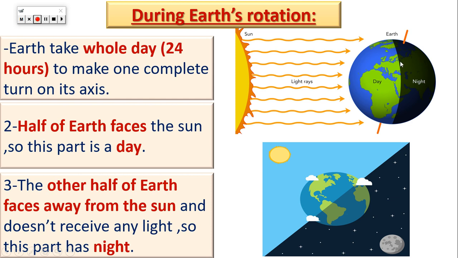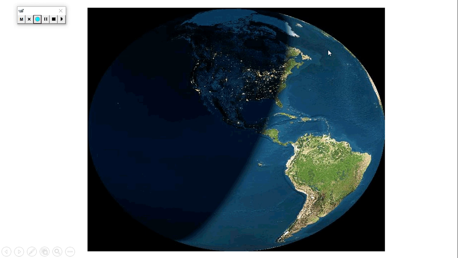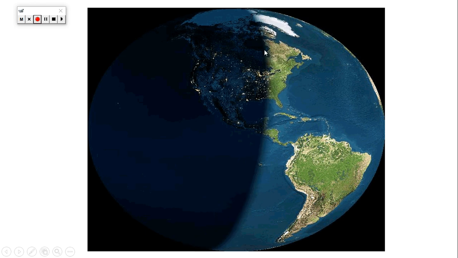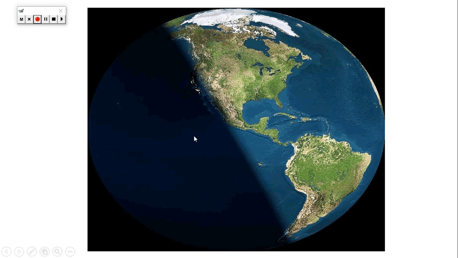The exchange of day and night happens because the Earth rotates around its axis, and the Earth completes its rotation around its axis in 24 hours or one day. As you can see, can you tell me this part of the Earth has day? Yes. Why? Because it faces the sun or receives the sunlight. But this part has night, and they will exchange, and this part will have night and the other will have day because the Earth rotates around its axis.